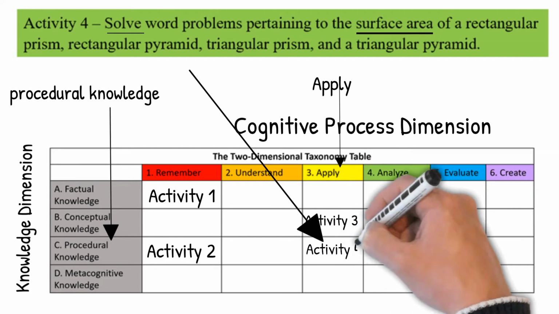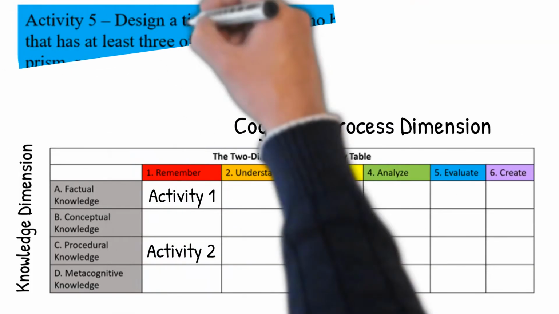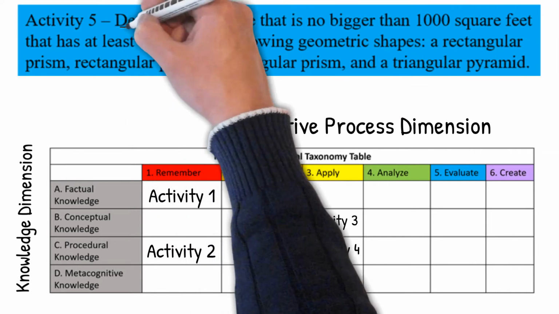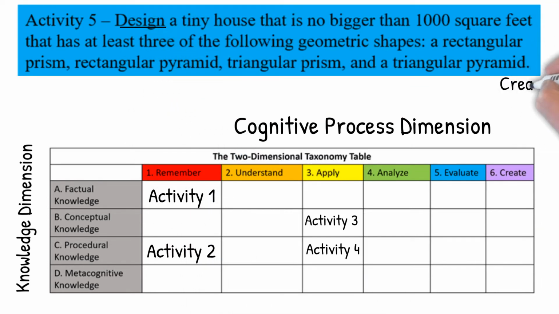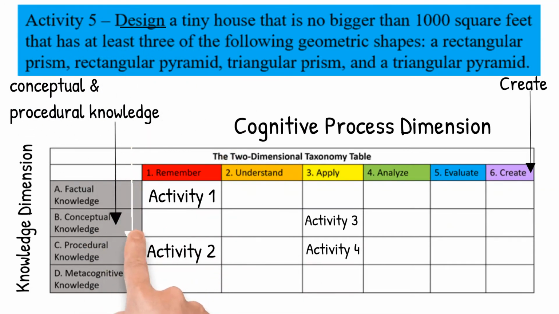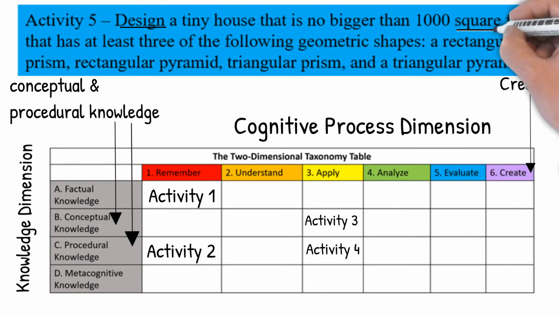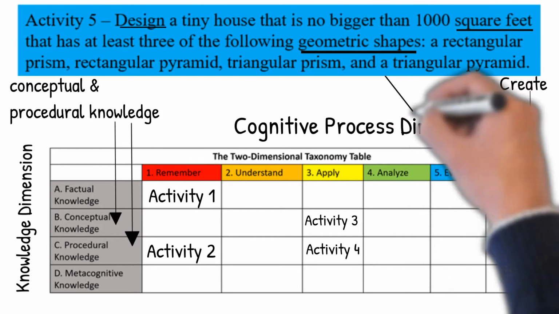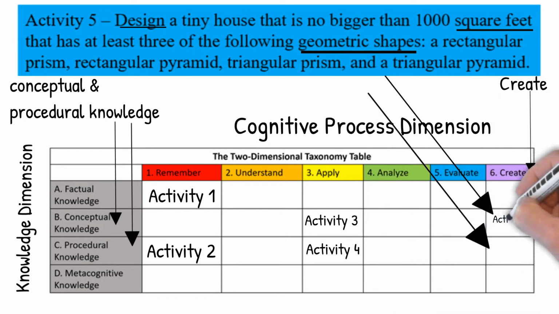In activity 5, students are designing a tiny house. The designing action puts this in the creation cognitive process. This activity is double categorized in the conceptual and procedural knowledge levels because students utilize the knowledge of both the surface area equation and the knowledge of the structures. Therefore, this activity would go in cells B6 and C6.